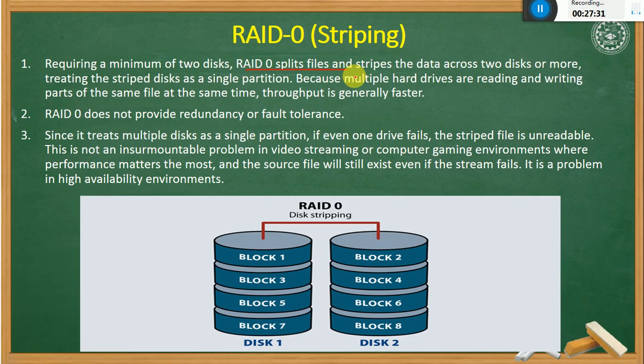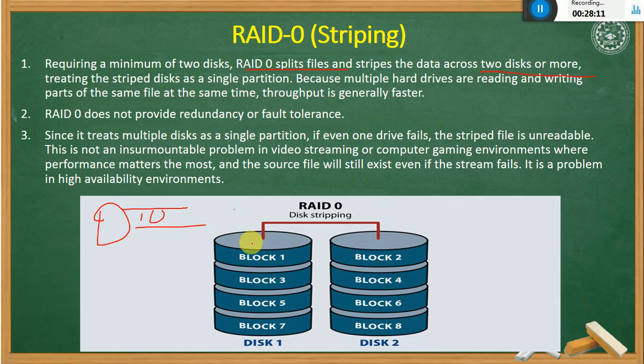Striping is nothing but we have 2 disks. In RAID level 0 we have 2 disks and your data is stored on disk 1 and disk 2. Suppose we have data and it is divided into blocks. So if you have 10 blocks of data, then block 1 is stored on disk 1, block 2 is stored on disk 2, then 3, 4, 5, 6, 7 and 8. So every block is stored on a different disk. So if RAID 0 is there, there will be striping.